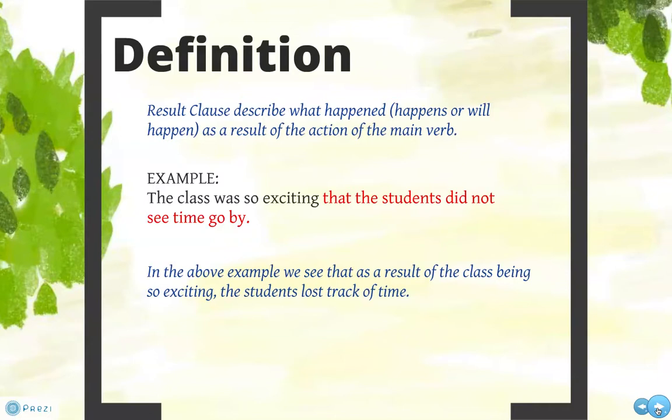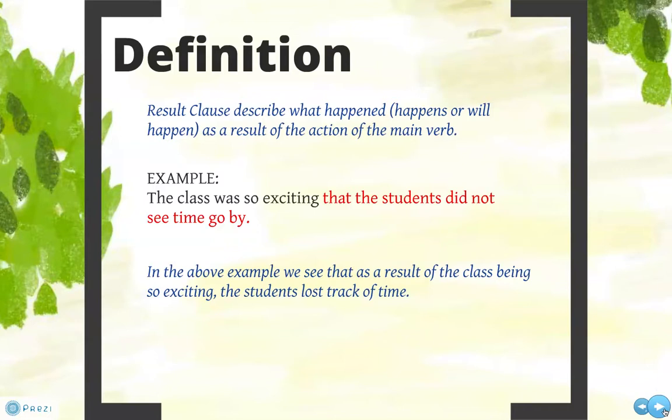If you take the example that I put right here, the class was so exciting that the students did not see time go by. In this example, you can see that the fact that the class was exciting had a result. The result was that the students lost track of time. So here in red, I highlighted this English result clause that is right there in the sentence. In Latin, the verb see would be the verb that we will find in the subjunctive.